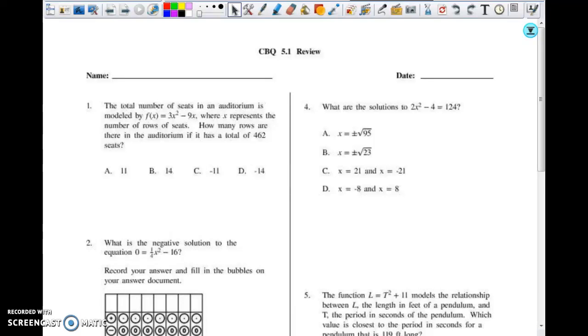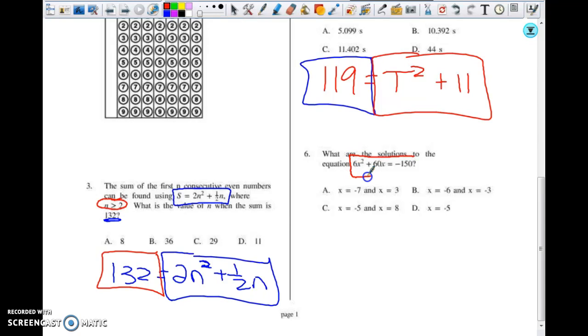Okay, so this is the review. So I'll start with number 1. The total number of seats in an auditorium is modeled by this function, f of x equals 3x. All right, number 6, again, I'm sounding like a broken record. You got 2 sides, put one side in the other side, find your solutions. This is ridiculous. Okay.